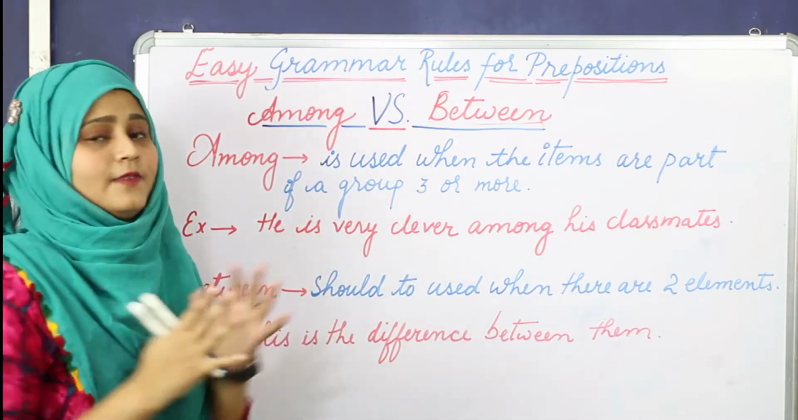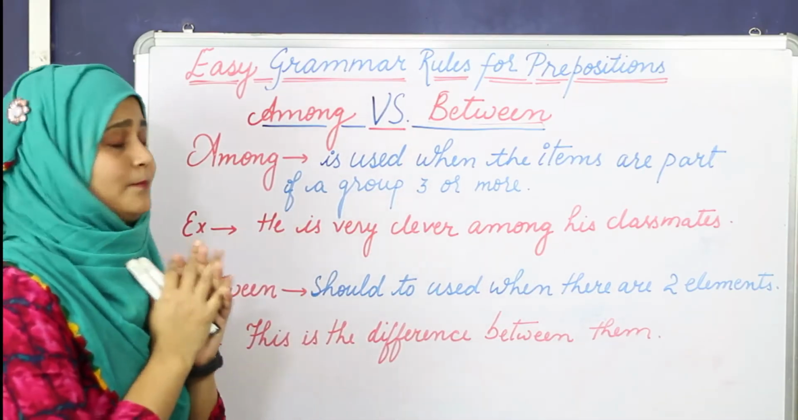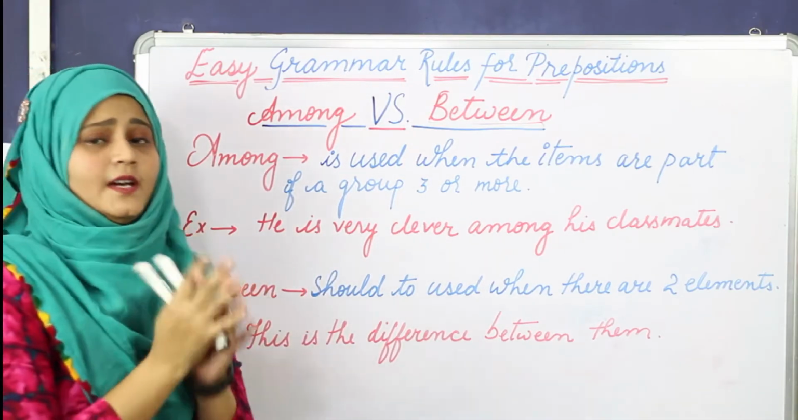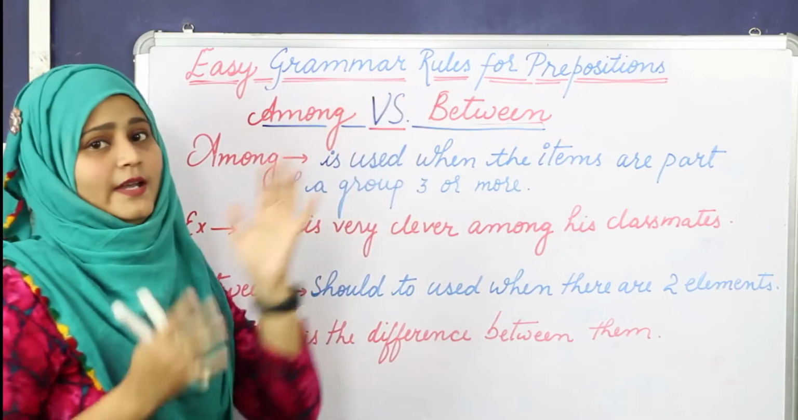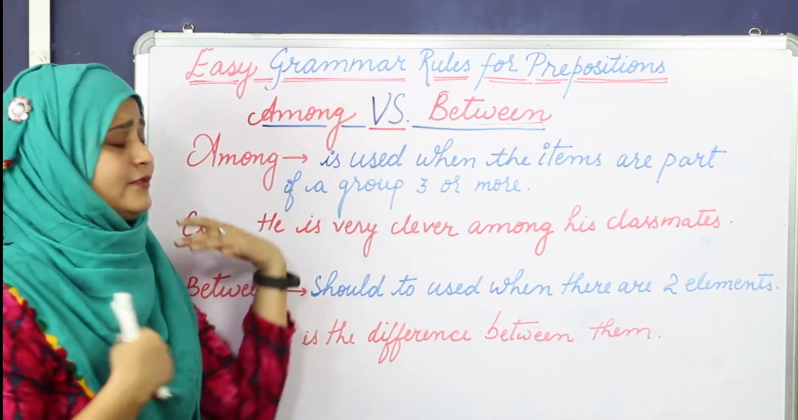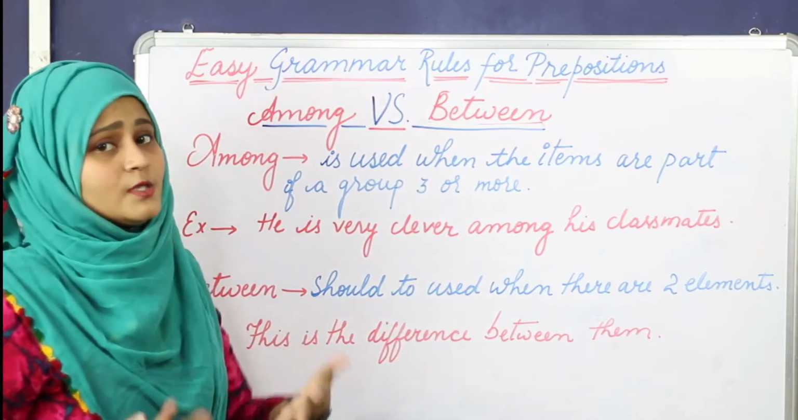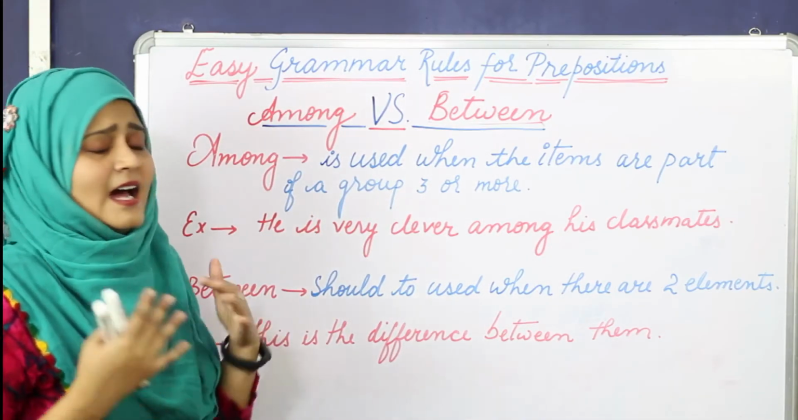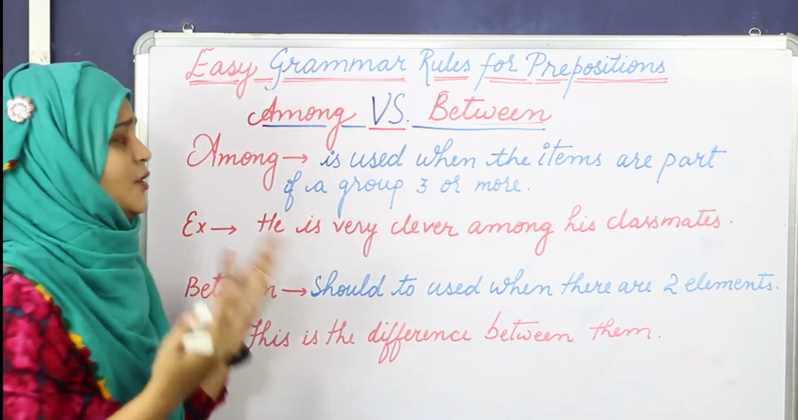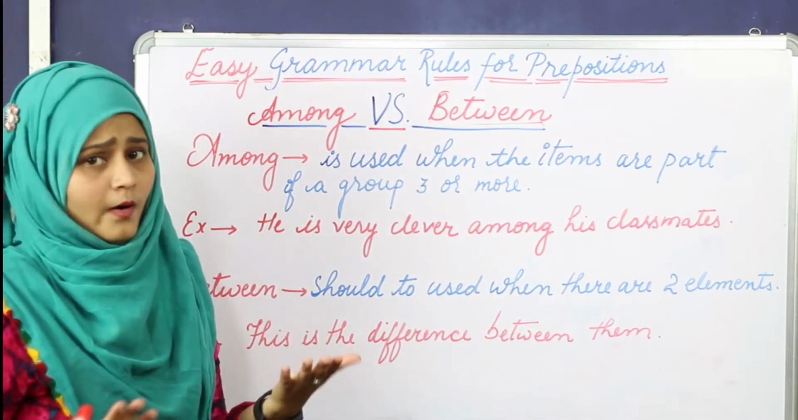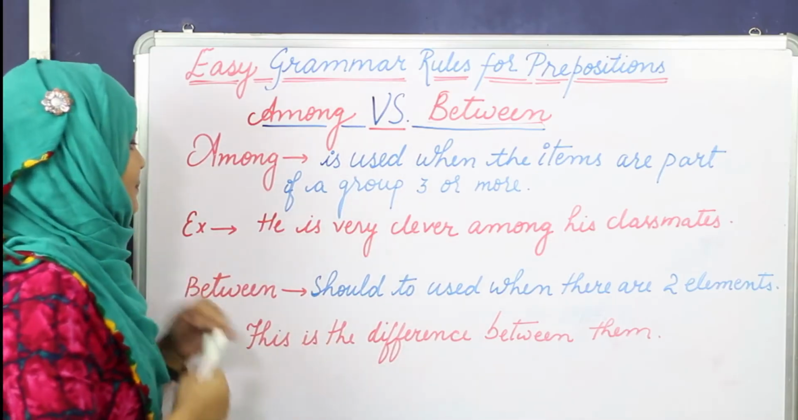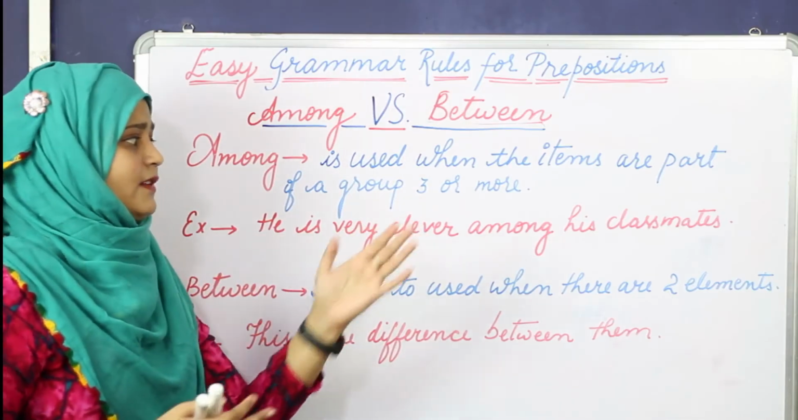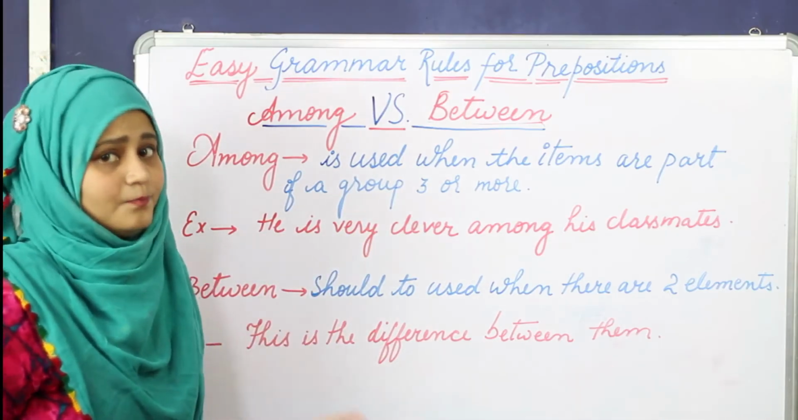So viewers, again we have another one. Another preposition is among versus between. So let's see where we have to use among and where we have to use between. So among is used when the items are part of a group of 3 or more. So for example, he is very clever among his classmates.